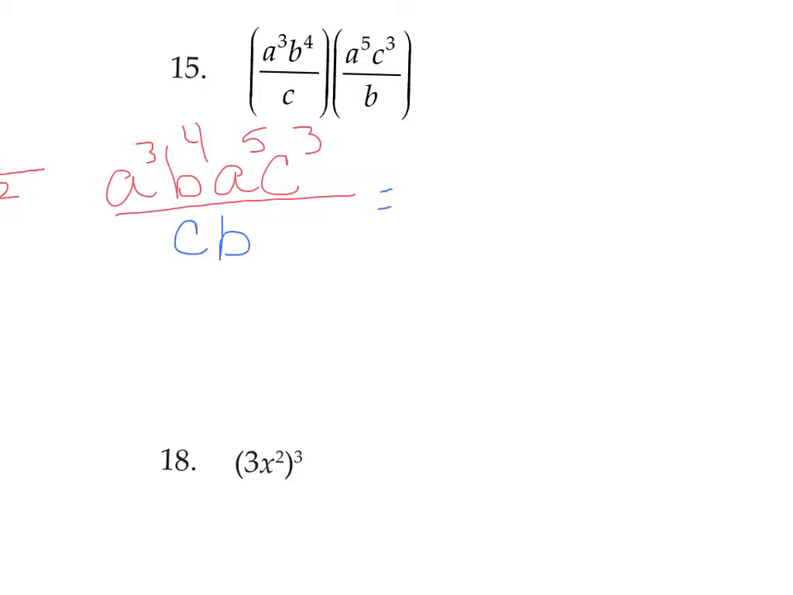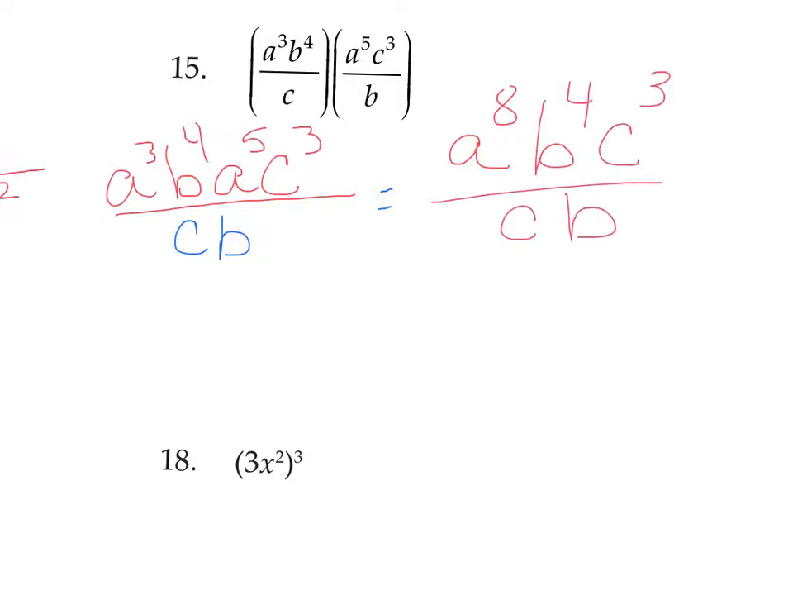Now we need to simplify. We've got 2 a bases here that are being multiplied. We add their exponents. That gives us a to the 8th. We still have b to the 4 and c cubed over cb. So this b to the 4th and this c cubed carried over, and this cb carried over. So all I did was multiply these two a's together and add their exponents for the 8.